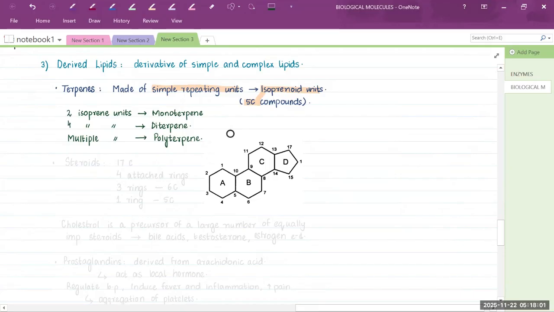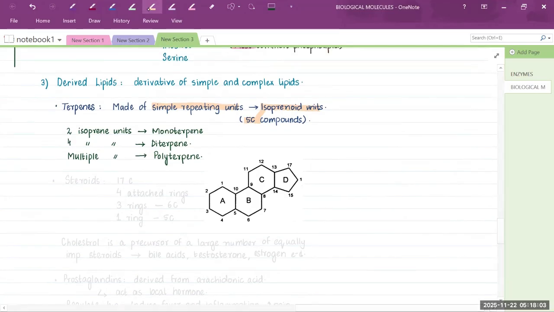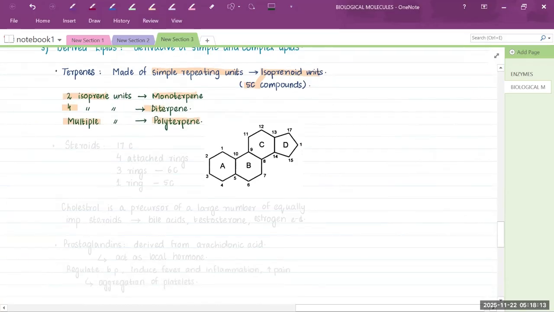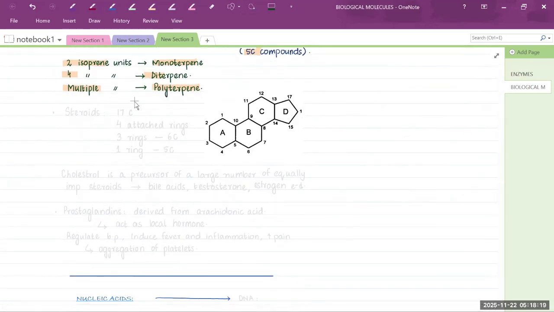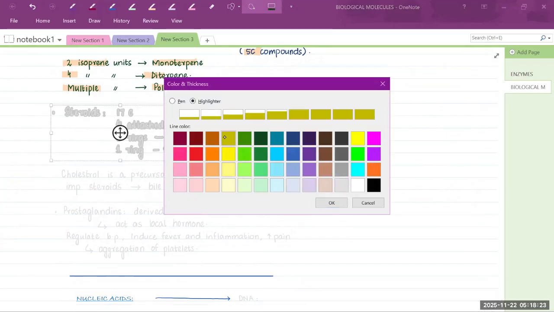Like that. So if we have 2 isoprene units, we have a monoterpene. If we have four, we have a diterpene, and if we have multiple isoprene units, then we will make a polyterpene. Then also for complex derived lipids, we have steroids. What are steroids? We have a structure here as well.